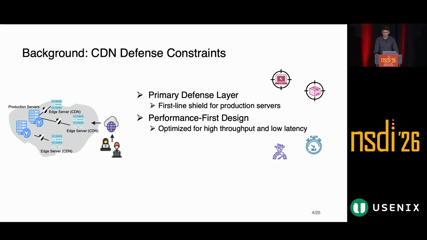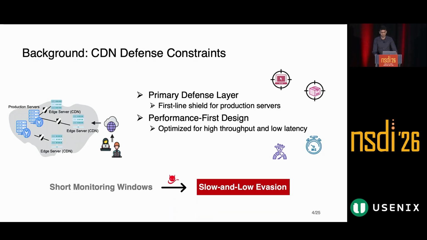But to handle that scale for defense, CDNs must keep a short flow measurement window, often on the order of a few seconds, due to memory constraints. This creates a gap where an attacker can exploit this short observation window to launch slow and low rate attacks that stay under the radar and evade current detection systems that lack behavioral flow monitoring.